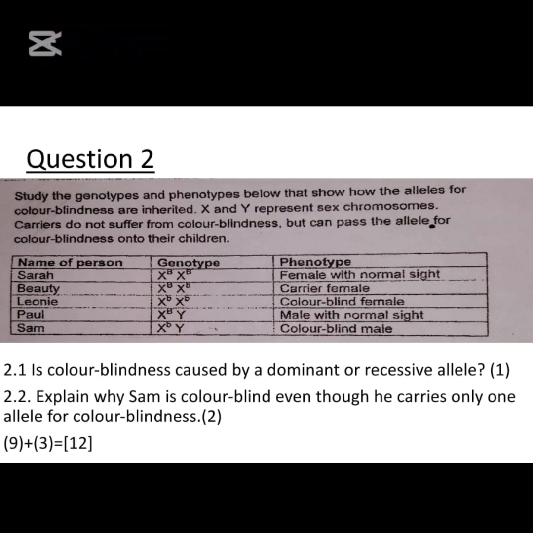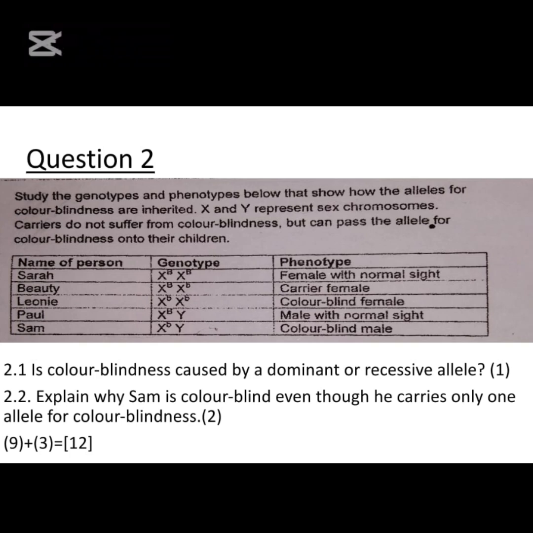After Sarah we have Beauty. Genotype of Beauty is X capital letter B, X small letter b. Phenotype is carrier female. Under Beauty we have Leonie. Genotype of Leonie is X small letter b, X small letter b. Phenotype of Leonie is colorblind female.